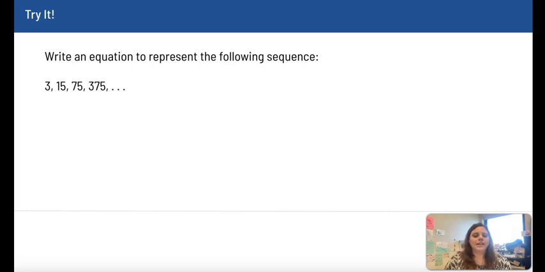You try writing a rule for this sequence, 3, 15, 75, 375. What is the common ratio? And use that to help write your equation. Try this on your own by pausing the video, then press play to see the answer.